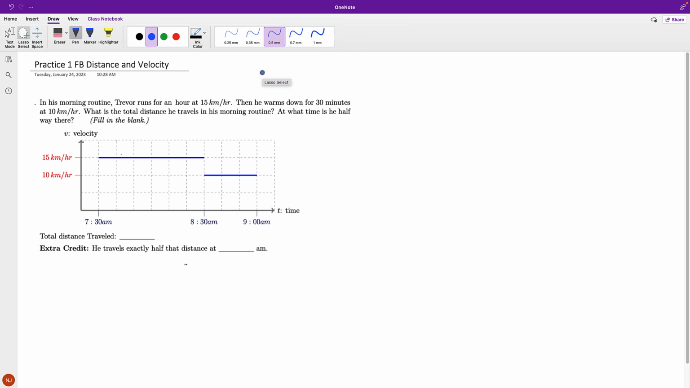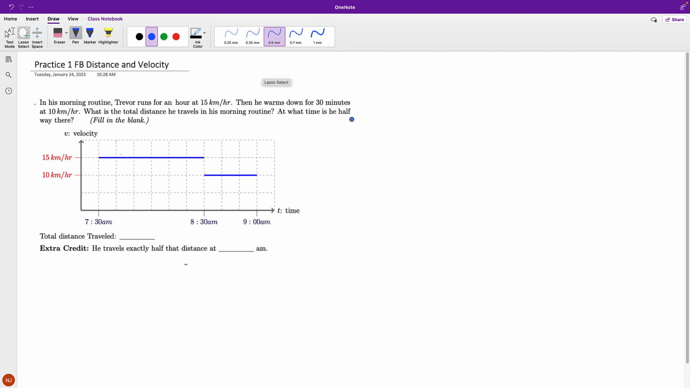In his morning routine, Trevor runs for an hour at 15 kilometers per hour, then he warms down for 30 minutes at 10 kilometers per hour. What is the total distance he travels in his morning routine? At what time is he halfway there?